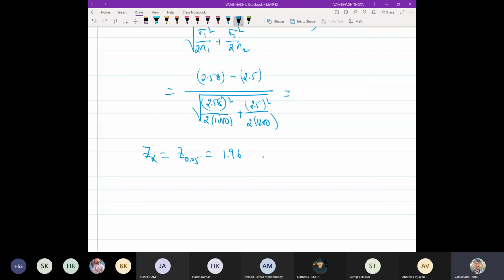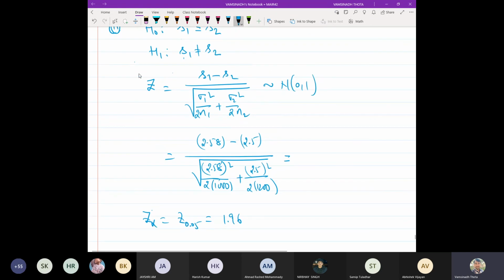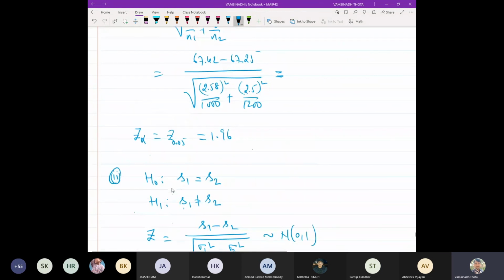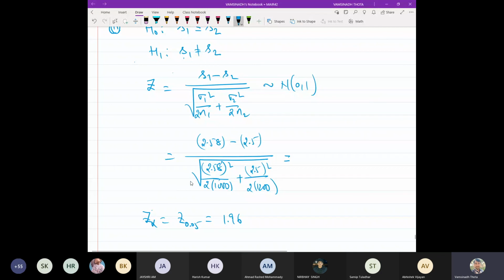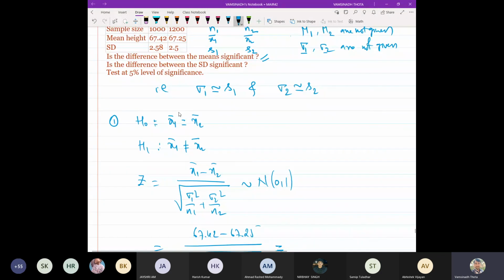Now, after comparing the calculated value and the critical value, you take the decision, and depending on that you give your conclusions also. That's all. From here, the same problem can be asked.